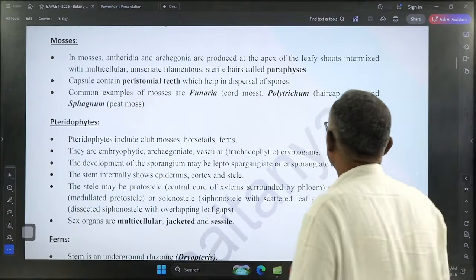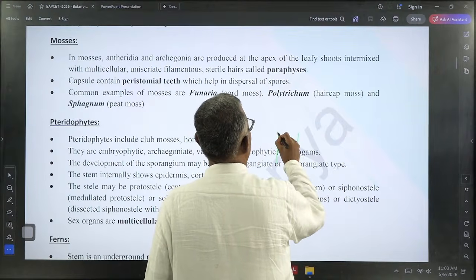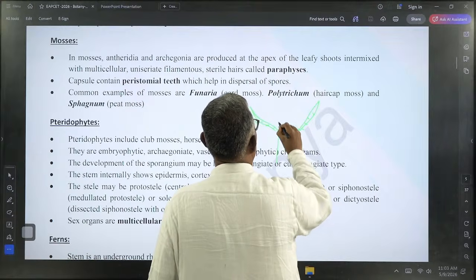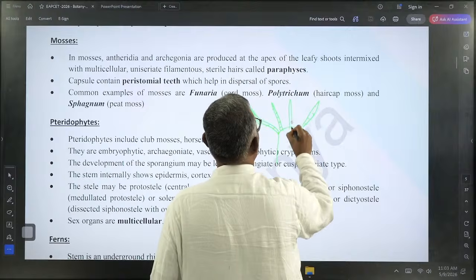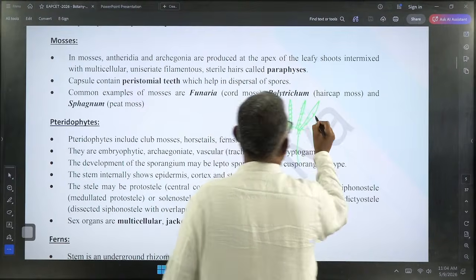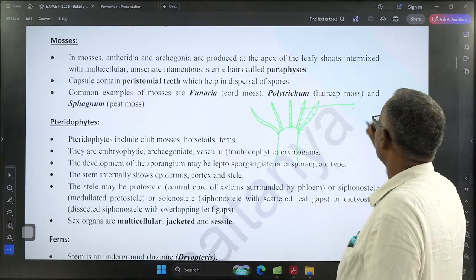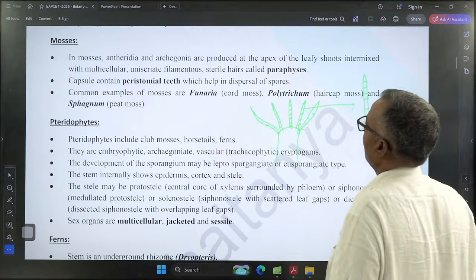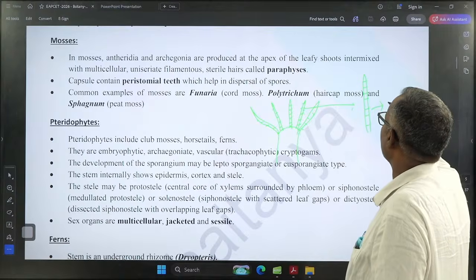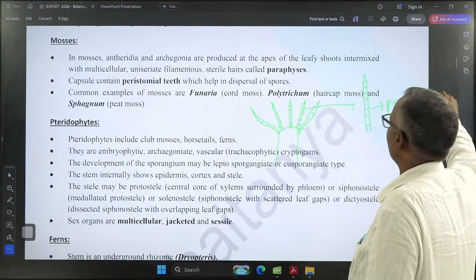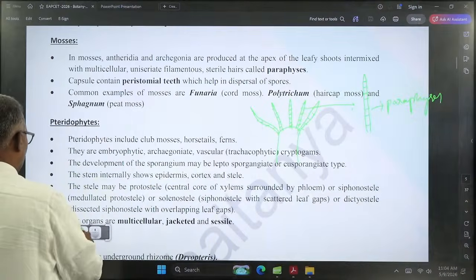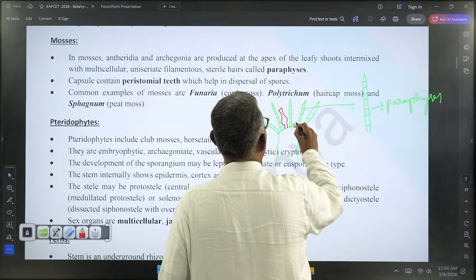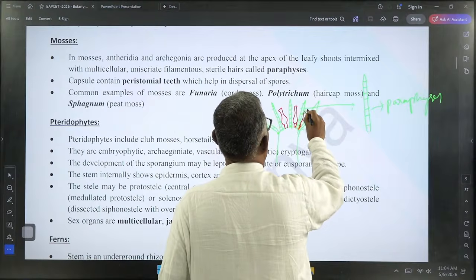Next, when it comes to the mosses, even in mosses we have a lot of variations. Look at the board. Now if you think that this is an antheridiophore, this antheridiophore contains uniseriate, filamentous, sterile hairs. Uniseriate means cells are present in a single vertical series. These hairs are called paraphyses. What do you call them? Paraphyses. And in between the paraphyses, the sex organs are present. That means the sex organs are intermixed with paraphyses.